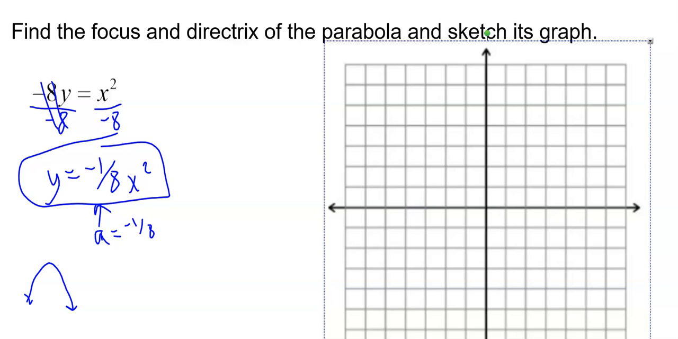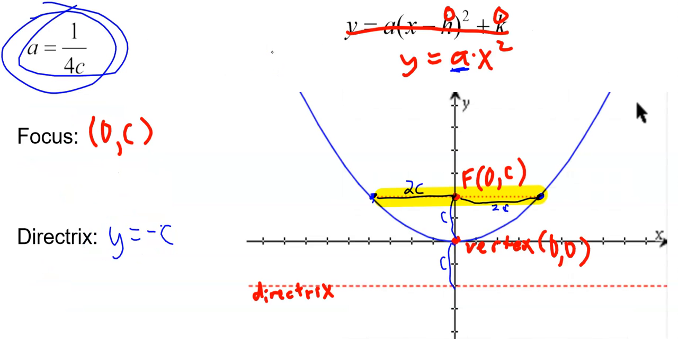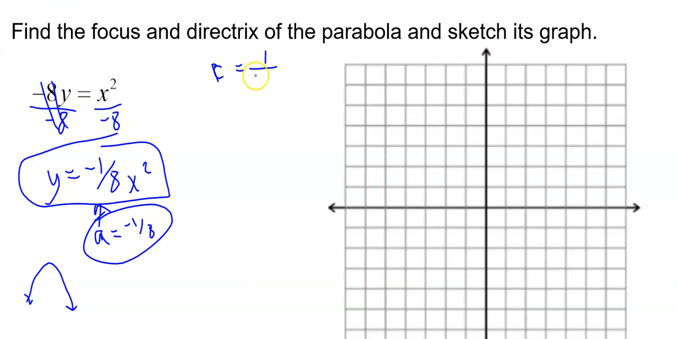Okay, so let's go ahead and sketch this graph. We've got find the focus and directrix. So we know A is negative 1/8. You can use this formula either way. A equals 1 over 4C, or C equals 1 over 4A. I like to have both versions of the formula. I want to solve for C, so I'm going to plug into this one. Those formulas are pretty much interchangeable.